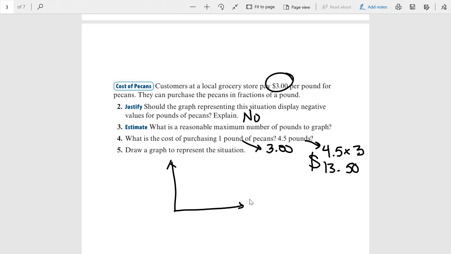And I'm only graphing the positive money and positive pounds of pecans here because negative money, negative pounds doesn't make a lot of sense. But let's make sure that we know which is which.